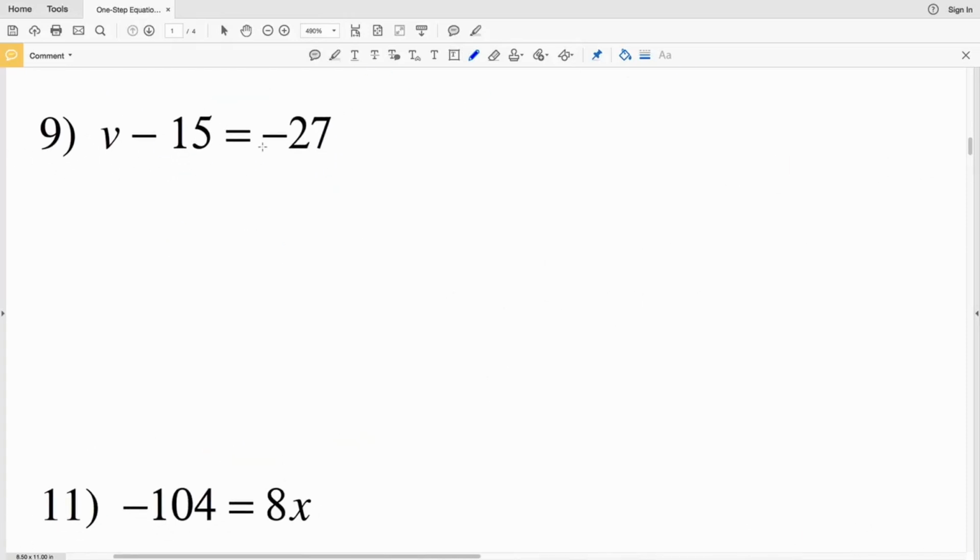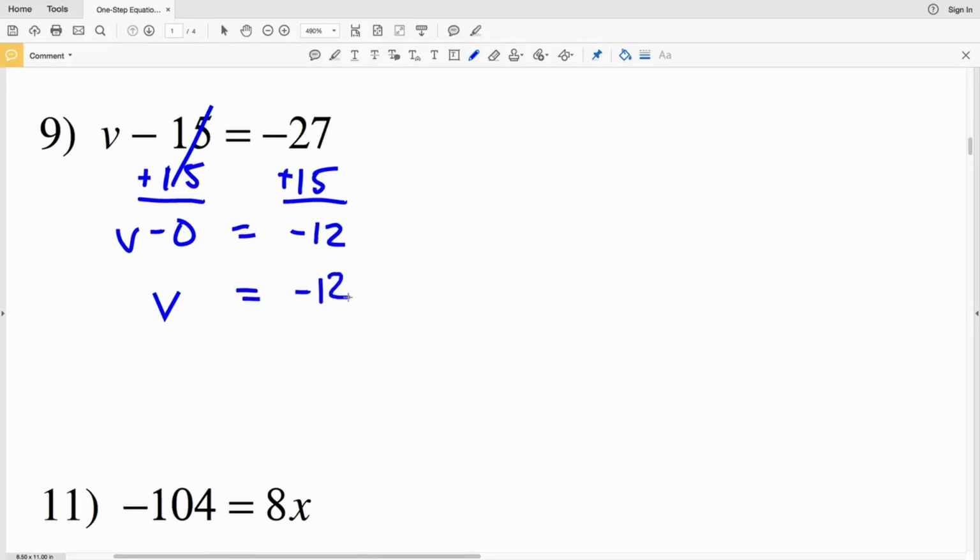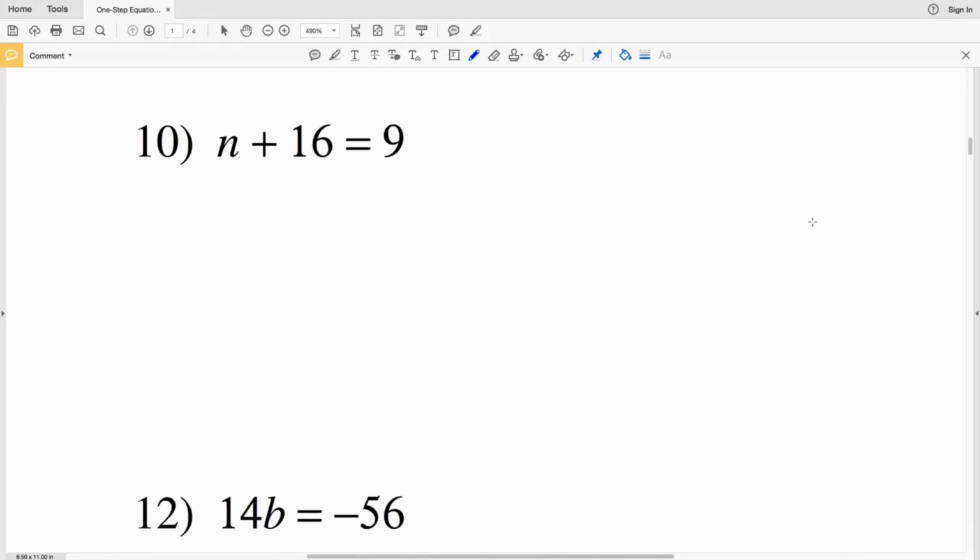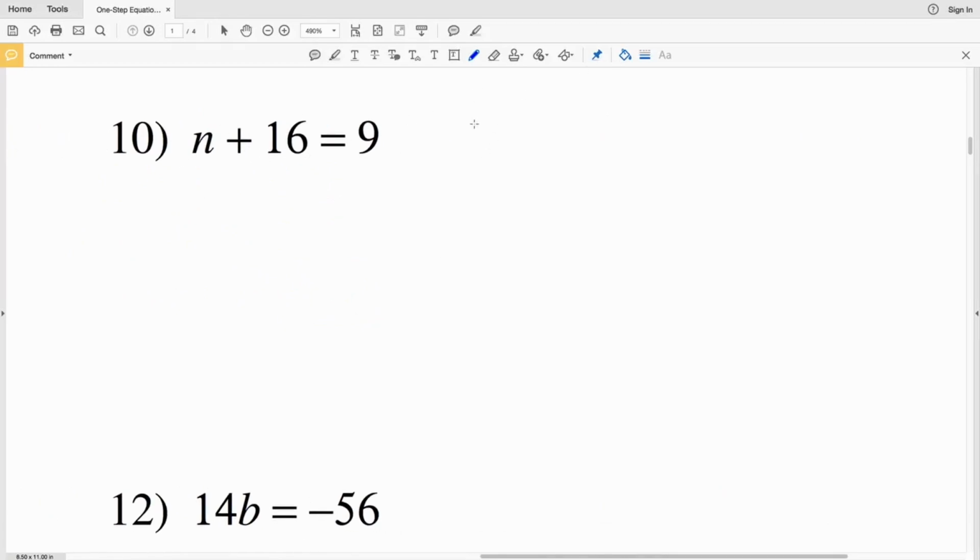Number 9, v minus 15 is equal to negative 27. If we add 15, that's going to give us 0, so we have v minus 0, which we know is v, and that's going to be equal to negative 12. So v is equal to negative 12. Number 10, we have n plus 16, so we're isolating this n, and we're going to do that by subtracting 16 from both sides. That will leave us with n is equal to 9 minus 16, which is a negative 7.